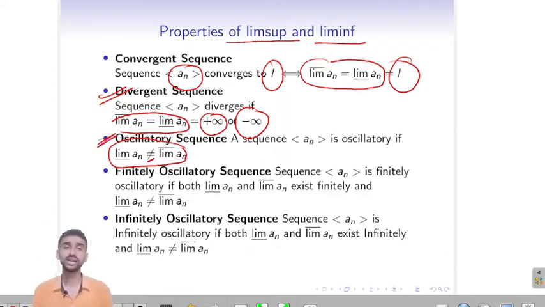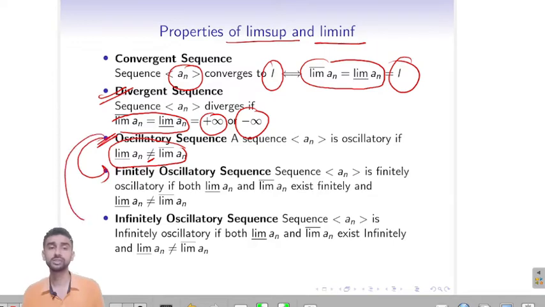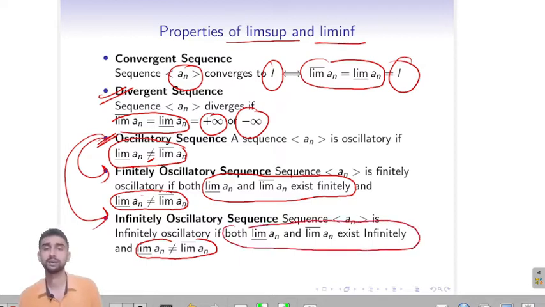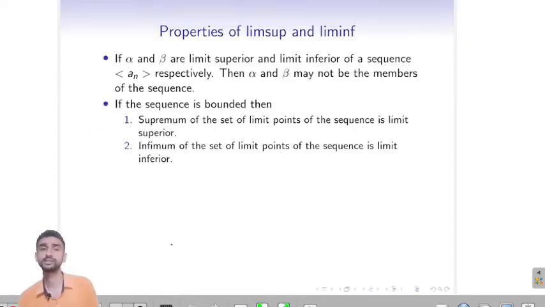Now in an oscillatory sequence, I have two options, finitely oscillatory and infinitely oscillatory. What does that mean? The common property is the same, that the LimSup and LimInf are not equal. You can see it in both of them. But the condition is, when LimSup and LimInf exist and they are finite, then I will say finitely oscillatory sequence. And when both of them exist infinitely but they are different, then I will say it is an infinitely oscillatory sequence.